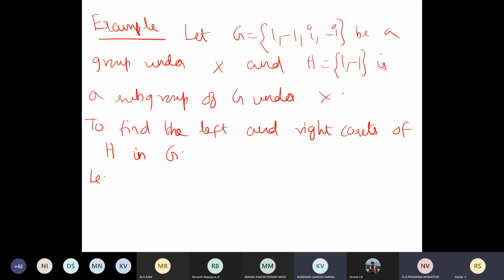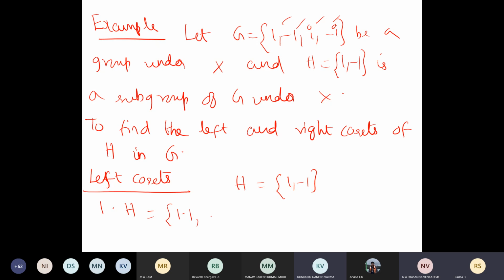First, let us find the left cosets. Please listen carefully, it's very easy. Only thing is, just listen from the start. Left coset. I'll take H and operate each and every element with this set. First, I'll find 1 into H. 1 into H means we have to multiply each and every element of H by 1. So again, we'll get the same set, H. Correct?